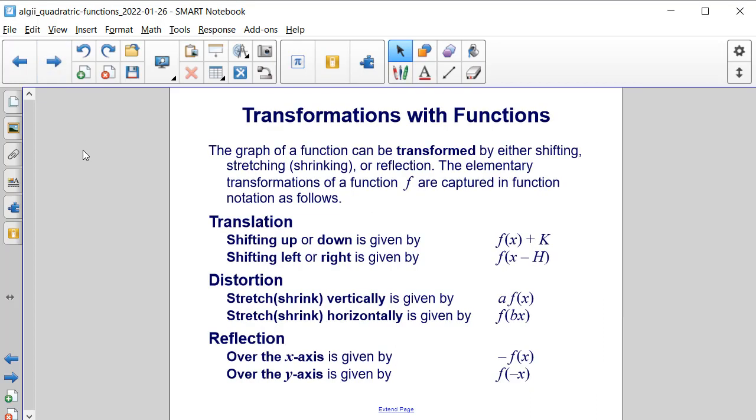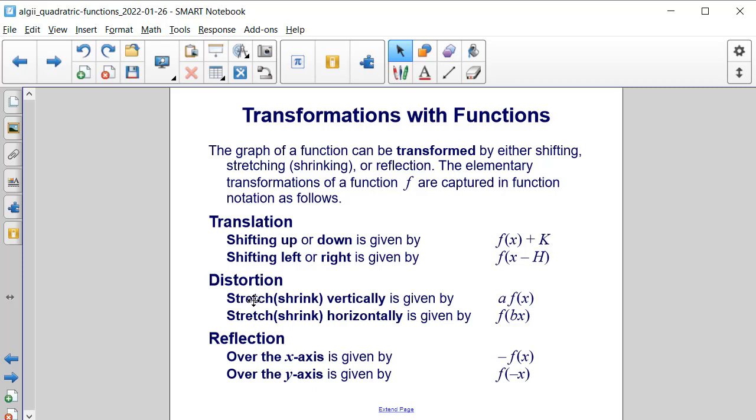Transformations. The graph of a function can be transformed either by shifting, stretching or shrinking, or through reflection. The elementary transformations of a function f are captured in function notation as follows. For translations, when shifting up or down, we have f of x plus k. When shifting left or right, we have f of x minus h, in parentheses.